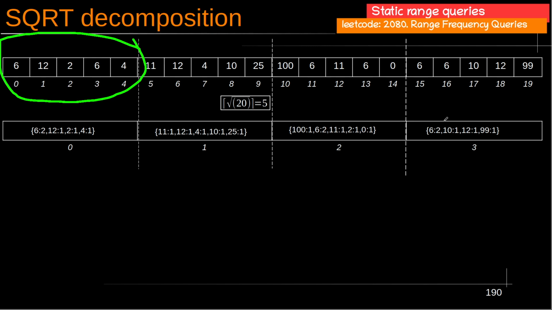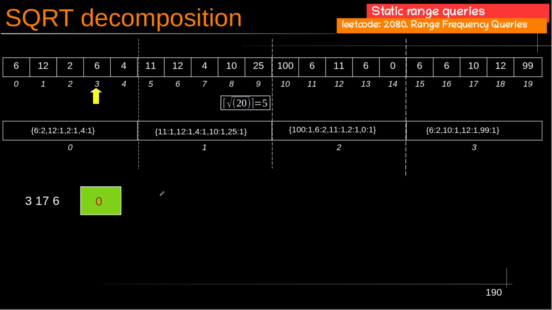This is how to build the array of blocks in the square root decomposition. How to query now? It's quite easy. We have seen this in the lecture. For example, from 3 to 17. We start from 3. We ask ourselves, is 3 the beginning of a block? The answer is no here.